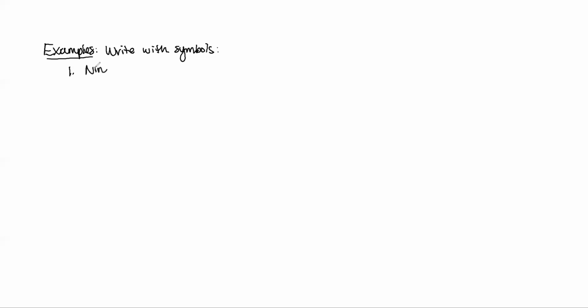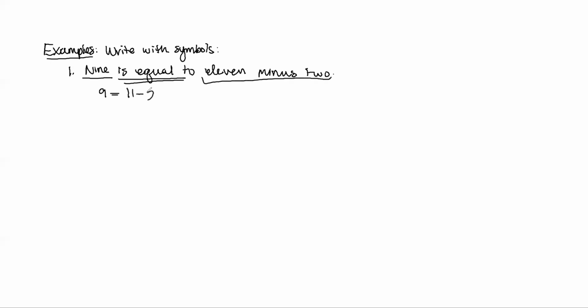So this one says 9 is equal to 11 minus 2. And so we're just going to break this down. So 9, the number 9, is equal to symbol, 11 minus 2. And this is all we're doing for these, just writing this equation, don't have to simplify at all.